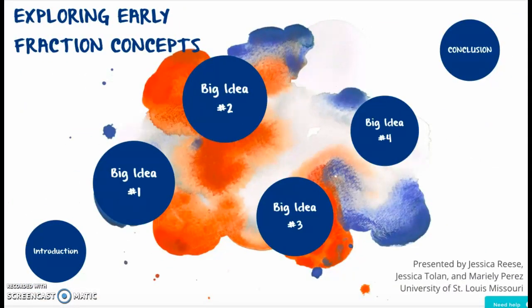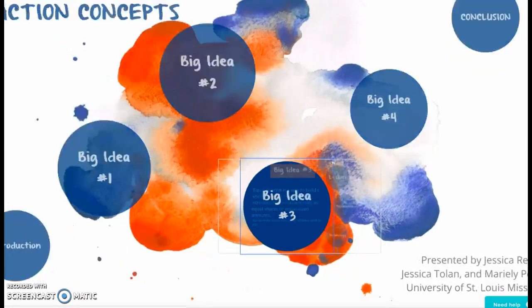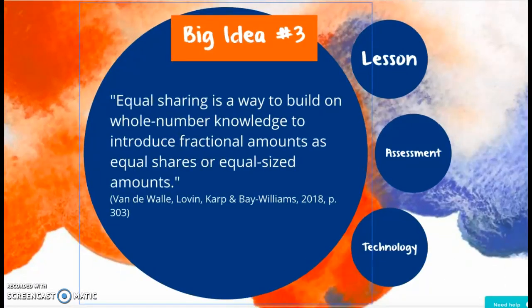Now we're going to move on to our third idea. Big idea number 3 states equal sharing is a way to build on whole number knowledge to introduce fractional amounts as equal shares or equal sized amounts.